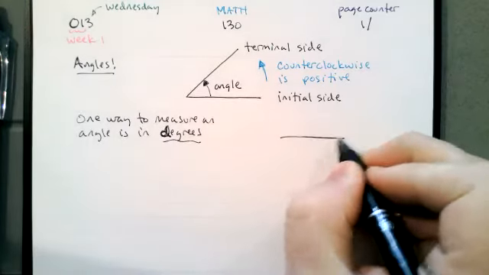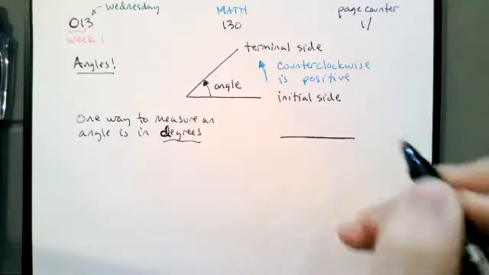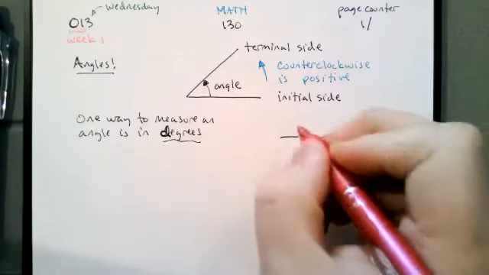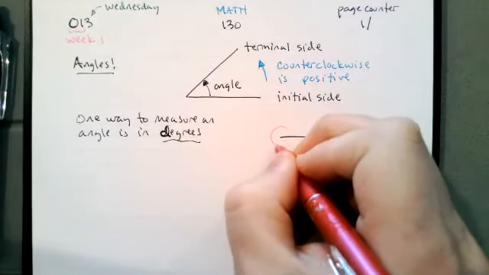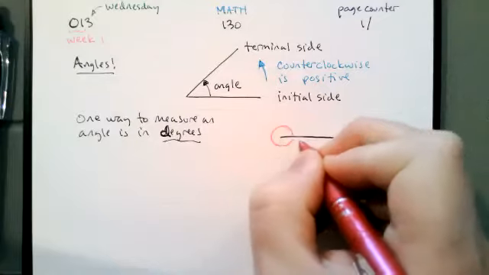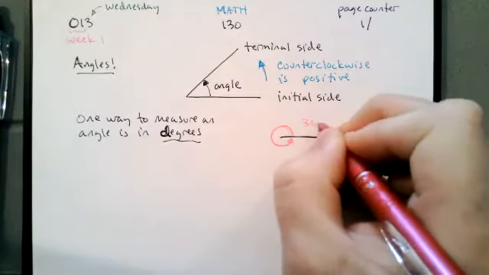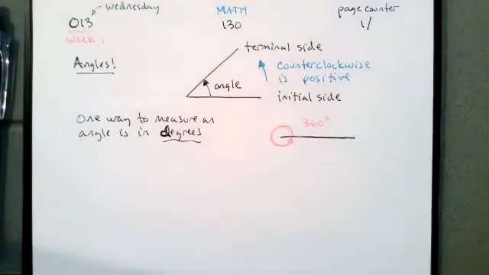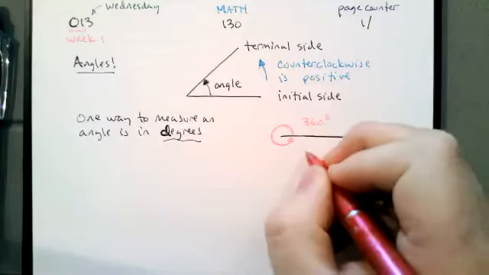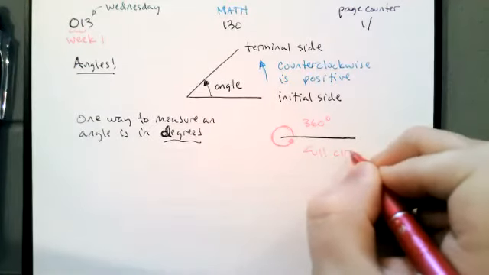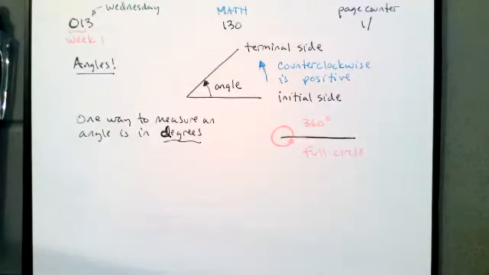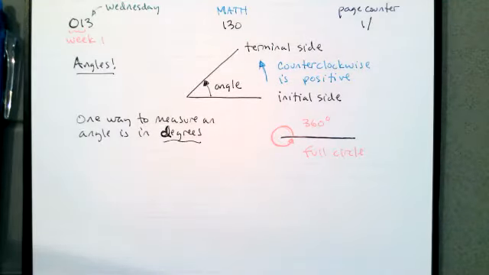How many degrees is it if we go all the way around? You can just type your answer in the chat while I'm drawing. How many degrees is it to go all the way around? 360 degrees. So if we go all the way around, that's 360 degrees. That's a full circle. And then we just break this up into fractions.